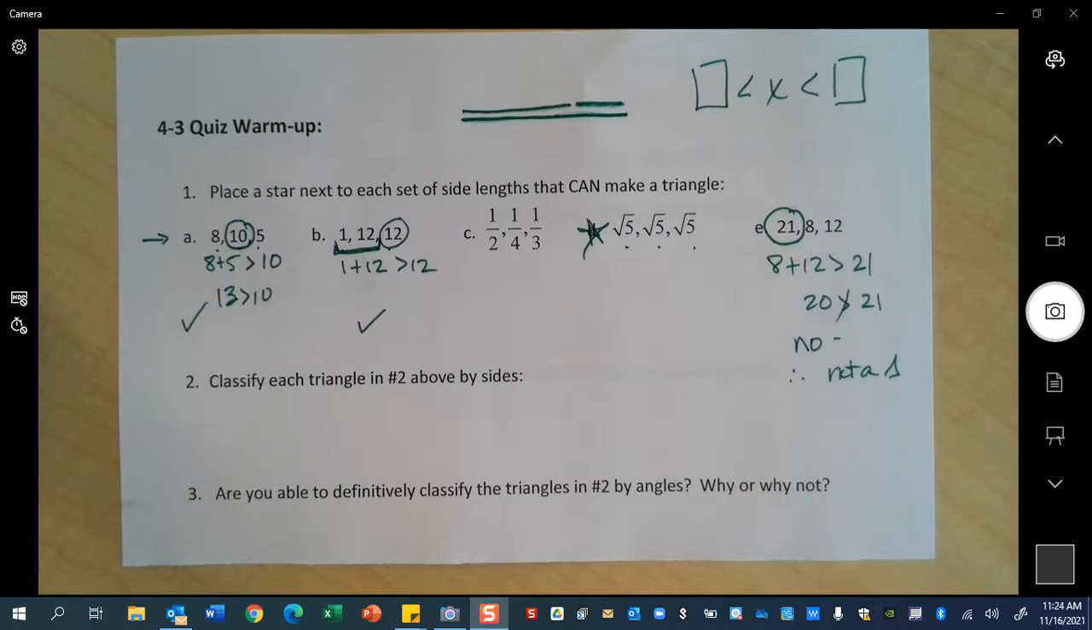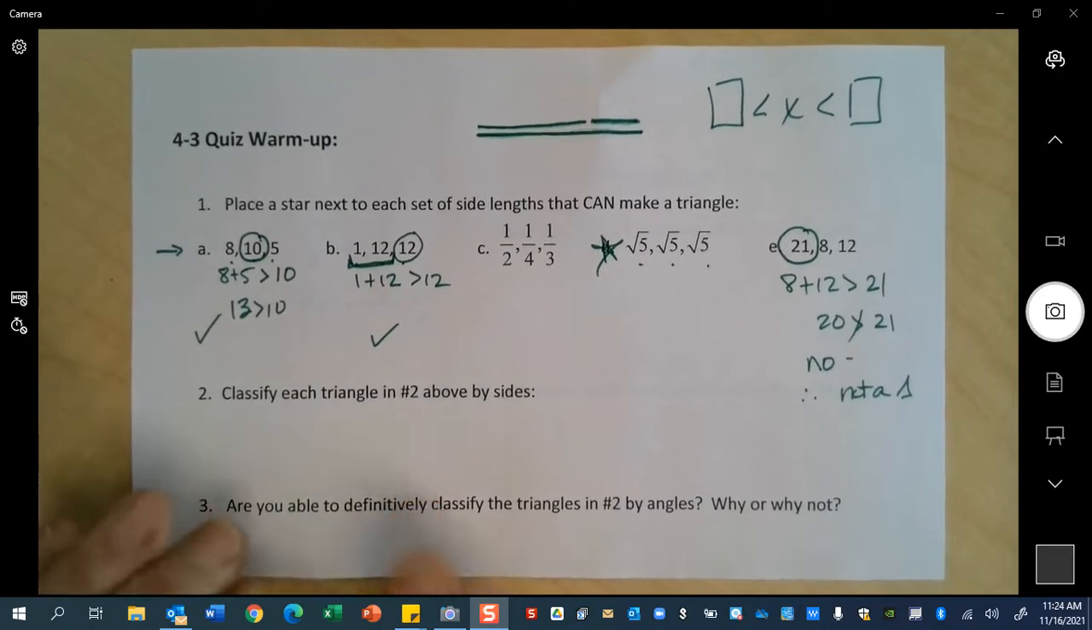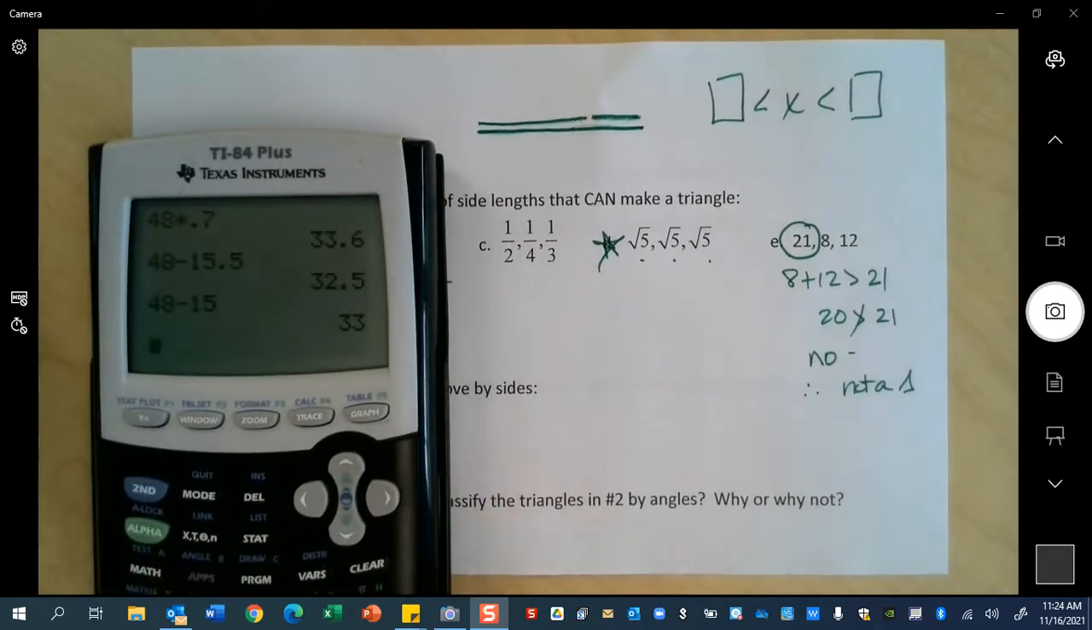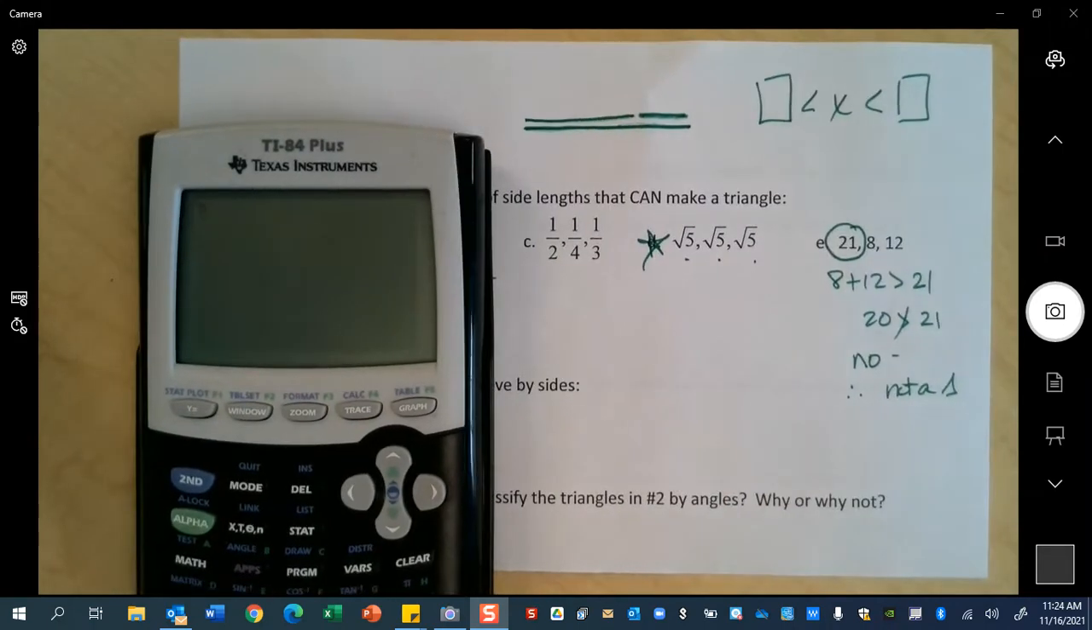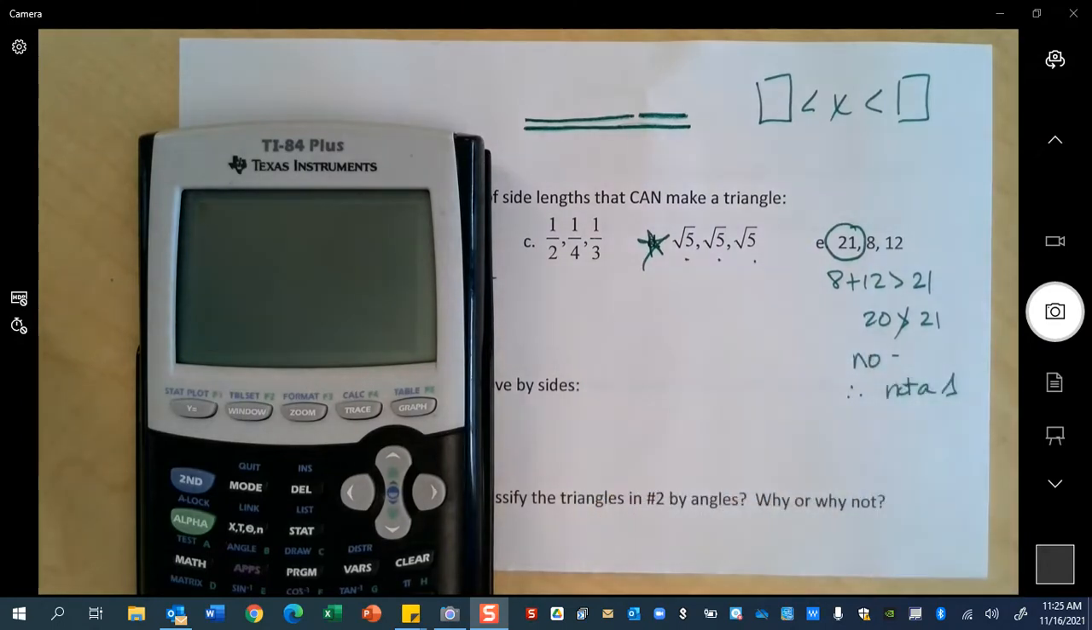So notice I skipped the one in the middle. Why do you think kids have a harder time with this one? Fractions. Yeah, because you all are scared to death of fractions. Do not be afraid of fractions. If you didn't get your calculator, go get it now. Because on your calculator, you have the ability to do fractions easily.